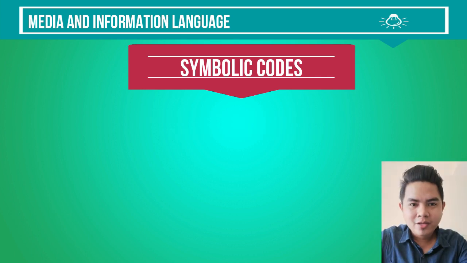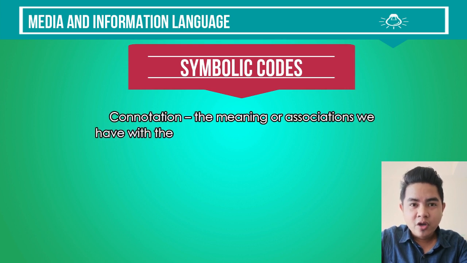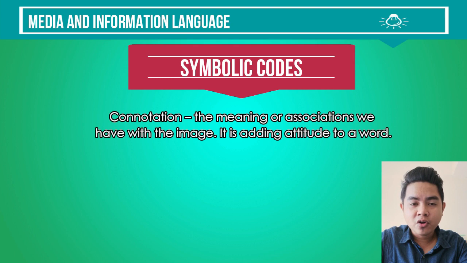Okay? And now, let's discuss the connotation. So, what is connotation? Connotation is the meaning or association we have with the image. It is adding attitude to a word. So, ibig sabihin, it is the meaning beyond or behind the picture or the word. It is also the ideas and feeling associated with word. It is not a literal meaning, but it is an attitude to the word.